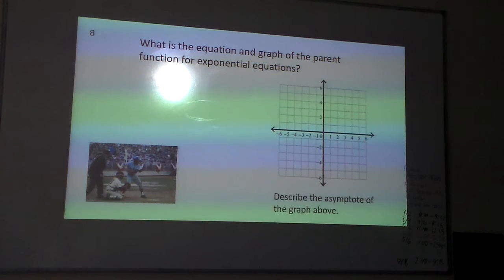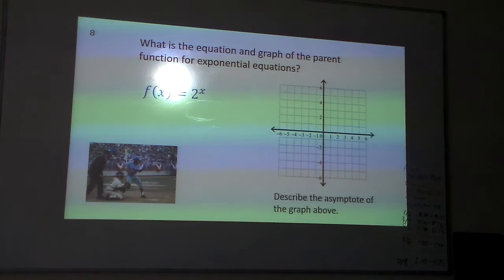Next questions are not going to be the number they are necessarily like on the test, but there's some like this. They're parent functions. So basically, I have a picture of the Montreal Expos here, which is no longer a team. I saw them play once. That tells you how old I am.